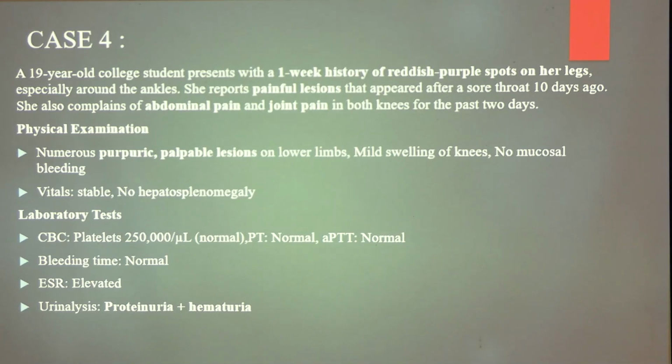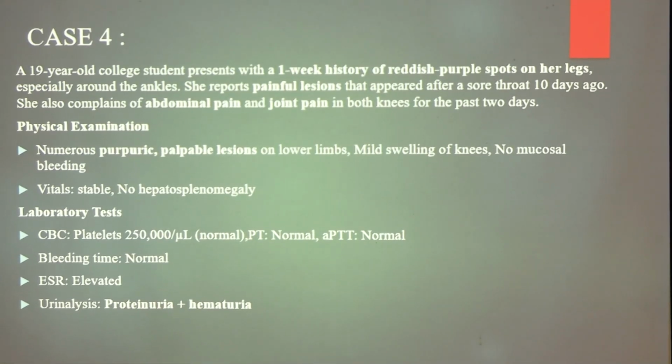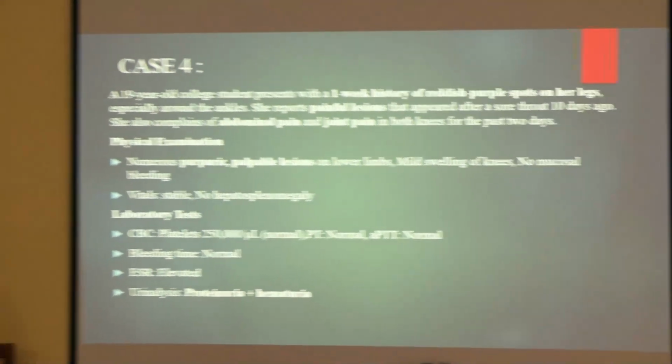We call it Henoch-Schönlein Purpura, okay. You will learn more about that type when you come to final year, but if you mention purpura also, that is fine. So the key points here: the platelet count is normal, the ESR is elevated. If the ESR is elevated, what does it mean? There is some kind of infection going on. And then urinalysis: proteinuria. What is proteinuria? Protein in the urine. Then hematuria, blood in the urine.